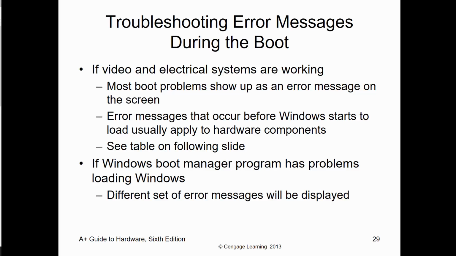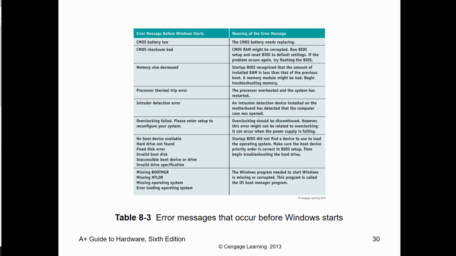So, troubleshooting other error messages. If video and electrical system are working properly, are we getting any error messages on the screen? Common error messages could be CMOS battery low, checksum bad, memory size decreased, processor thermal trip error. That's saying, hey, the processor is getting too hot. Overclocking failed. Maybe no boot device or missing boot manager.